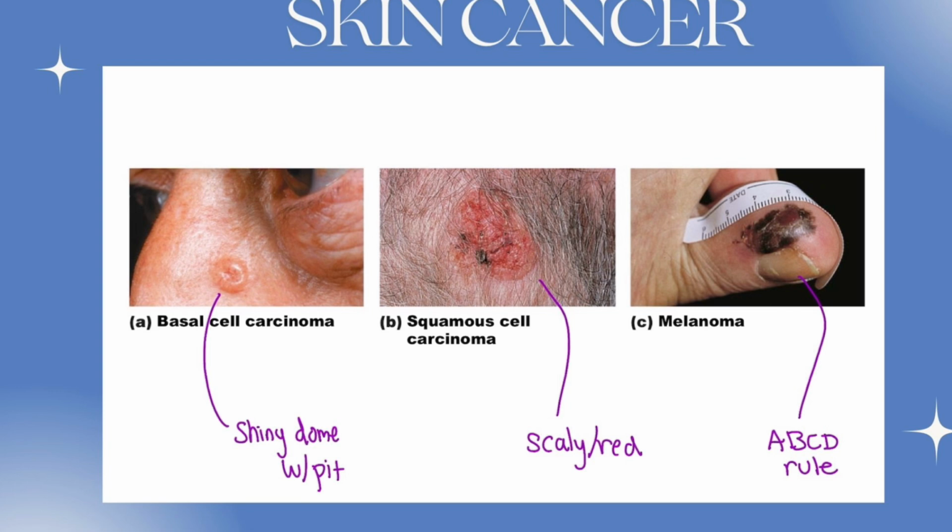Squamous cell carcinoma appears scaly and red, is found in the stratum spinosum, and can be treated by radiation therapy or surgically removed. Melanoma appears dark and irregularly shaped, is found in the melanocytes, and requires wide surgical excision along with immunotherapy to cure it.